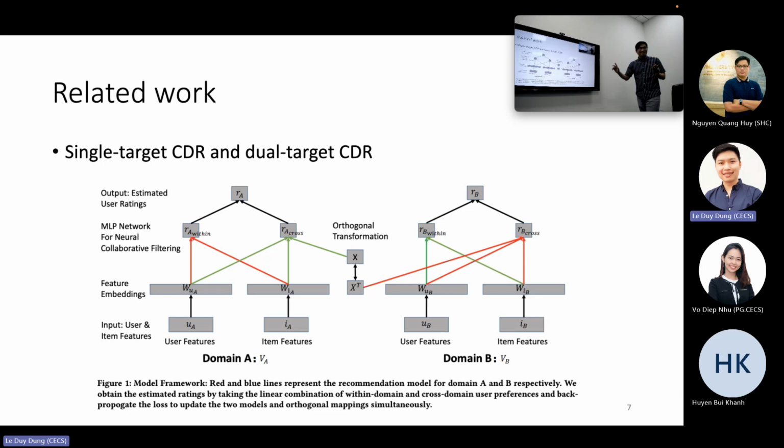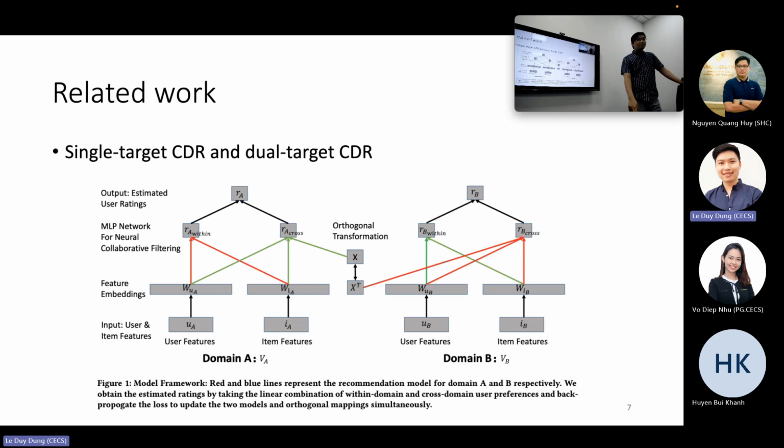Actually, this is the example. It's a dual target cross domain. It's not our main target. It's not our proposed method. This is an example, like they share information. And you can see from this figure, the matrix X is not dependent on the user or the item.